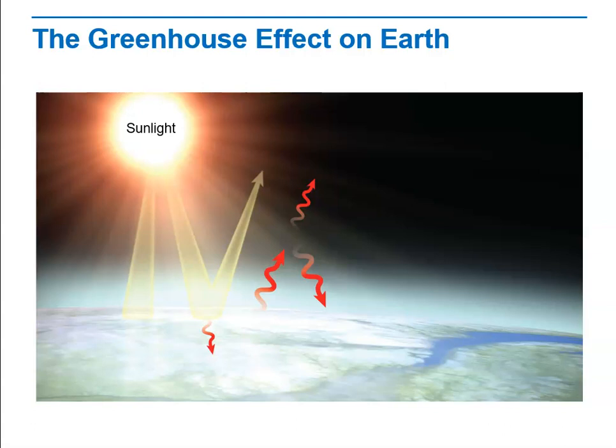Some of that heat then radiates off into space, and some of it is trapped within the biosphere. It's absorbed by photosynthetic organisms and by living things. So all the living things on Earth trap some of that heat.